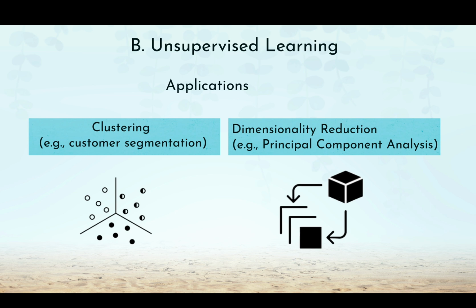For instance, in customer segmentation, the model can automatically group customers with similar purchasing behaviors, helping businesses tailor marketing strategies for each segment. Another important application is dimensionality reduction, such as principal component analysis (PCA), which simplifies large datasets by reducing the number of variables while retaining the essential patterns. This is useful in fields like image processing or genetics, where high dimensional data can be difficult to interpret and manage. Unsupervised learning enables the discovery of meaningful patterns and structures in complex datasets.